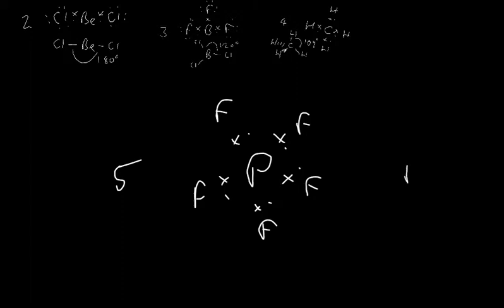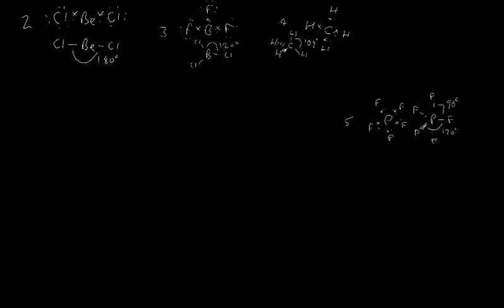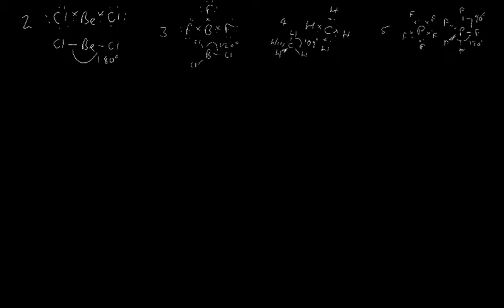Okay, and that gives us this shape. There we go. And this has 2 bond angles. That's a right angle, 90 degrees, and this round here is 120 degrees. So this one has 2 bond angles to remember. Okay, let's put PF5 up in the corner over there.